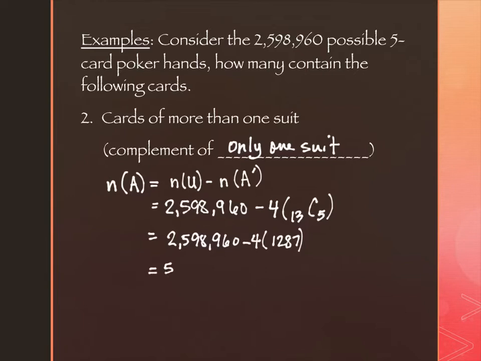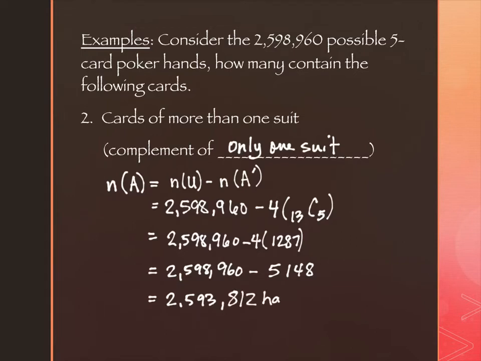5,148. Okay, yeah, I'll write that in. Say that again, Jonah. 5,148. Okay, 5,148. Final answer is 2,593,812. So again, almost all of them, right? Almost all of your hands are going to contain more than one suit. Is that okay? All right.